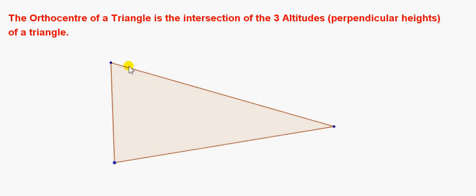The orthocentre of a triangle is the intersection of the three altitudes of a triangle. Now the altitudes are the perpendicular heights. So let's construct the orthocentre of this triangle. So we want to draw a line from this point perpendicular to this side here.